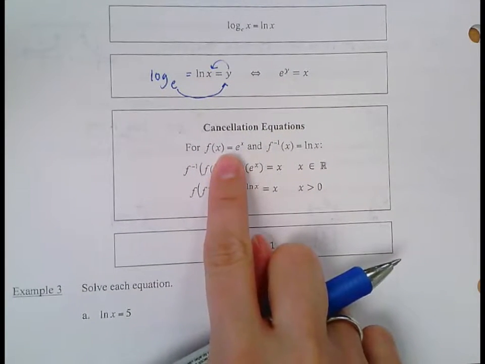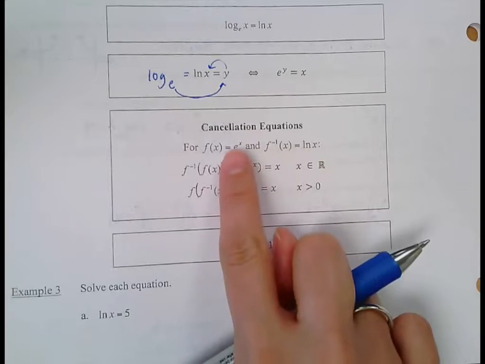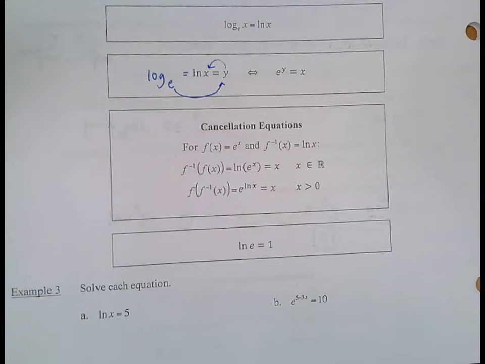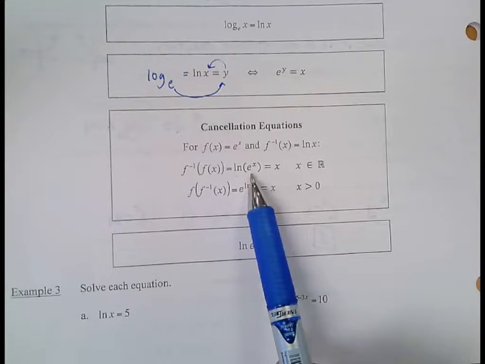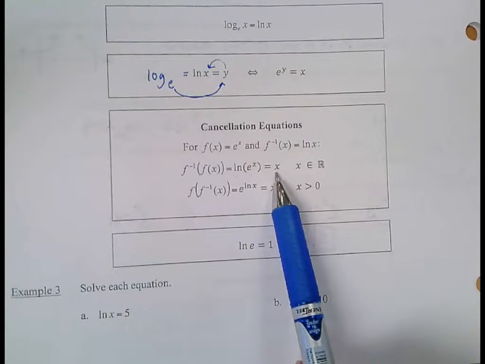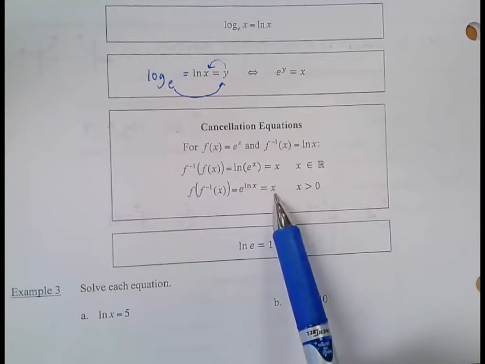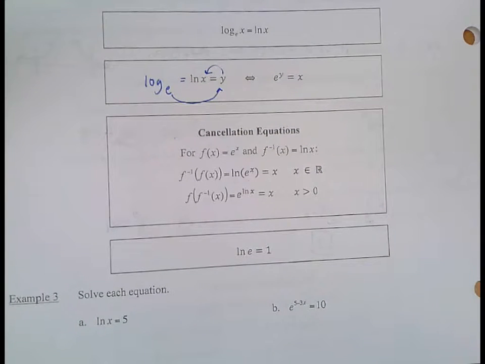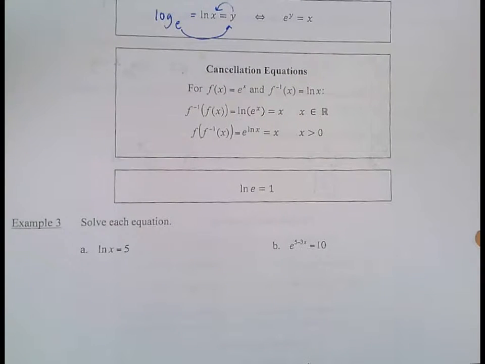So that's what it says here for the cancellation equation. If you have the exponential function f of x equals e to the x, and then f inverse of x equals the natural log of x, e to the x and natural log of x are inverses. They cancel each other out. So if you take the natural log of e to the x, natural log and e cancel to just give you x. If you take e raised to the natural log of x, they cancel to just be x. So you can use each of them to cancel out the other one. And then I do have another property, natural log of e is 1.